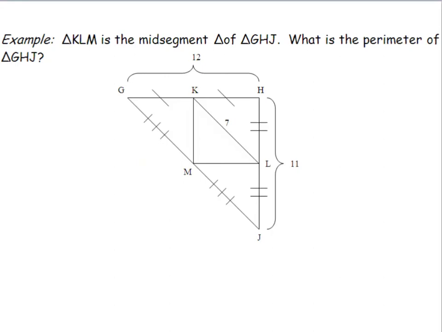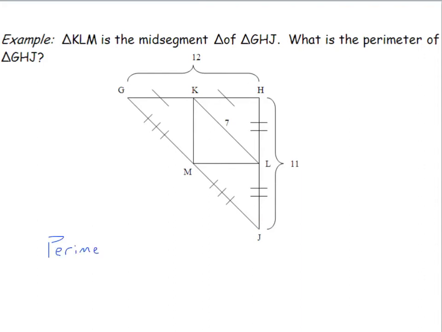So in this example, we are talking about triangle KLM, and they said it was a midsegment triangle. As soon as I know it's a midsegment triangle, I know that KM, ML, and KL are all midsegments. I want to find out what the perimeter of the larger triangle is. So if I want to find the perimeter of GHJ, I already know 2 out of the 3 sides of this triangle.